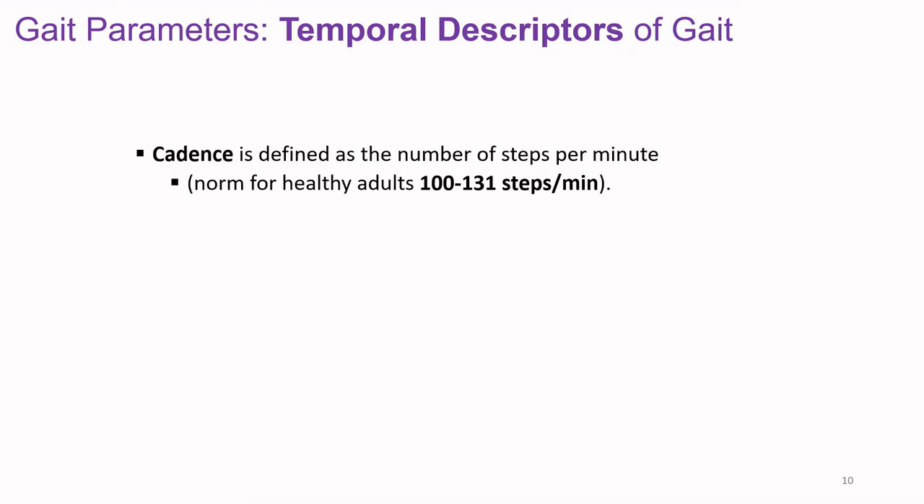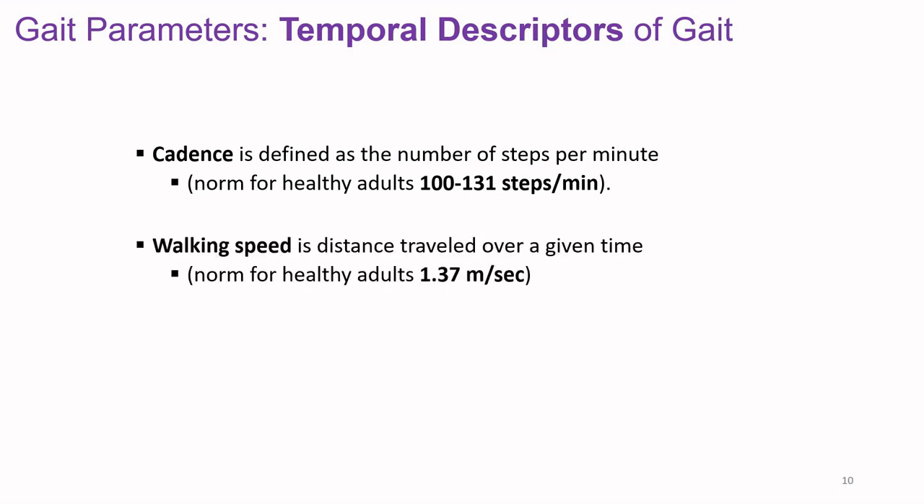Cadence is defined as the number of steps that are taken per minute. The norm for healthy adults is between 100 and 131 steps per minute. Walking speed is the distance travelled over a given time. The norm for healthy adults is 1.37 meters per second.